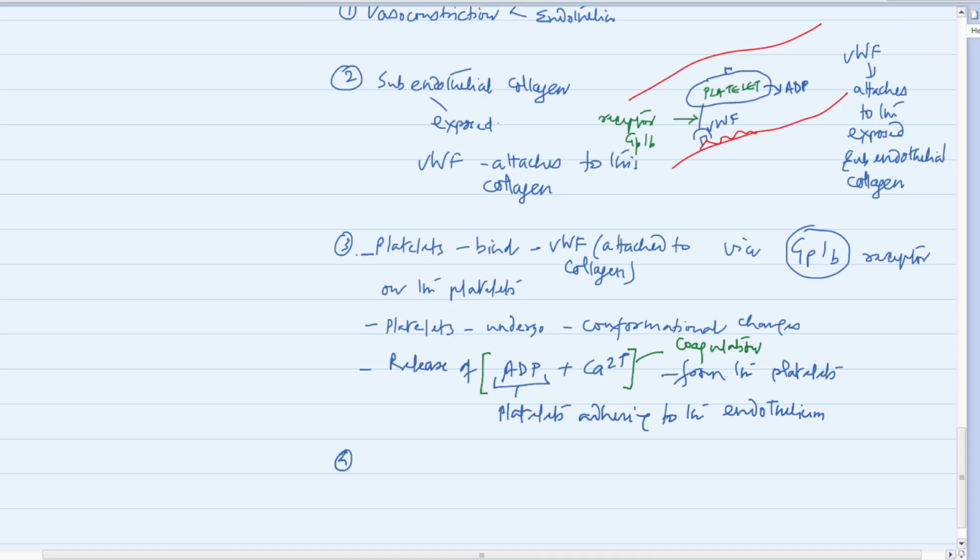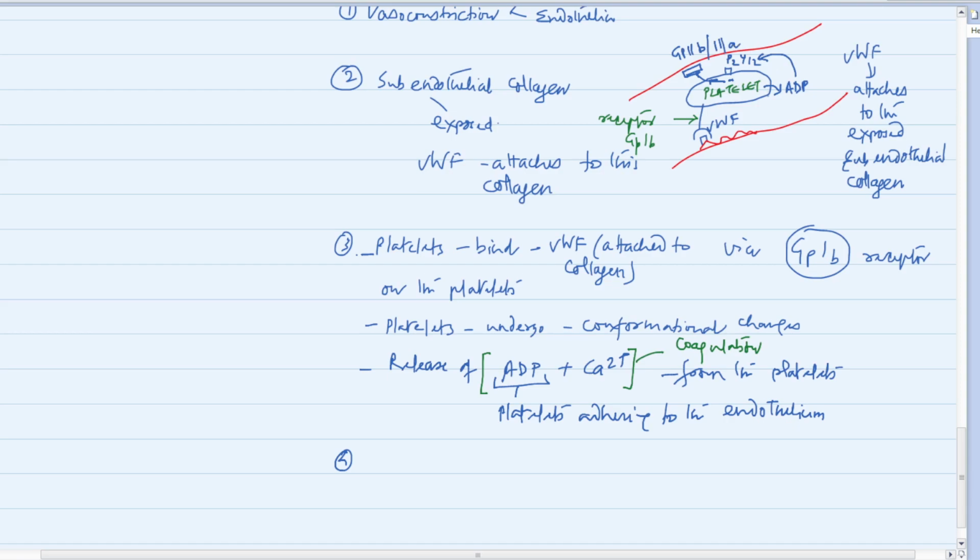So let's imagine that this ADP acts on this platelet. There should be a receptor, and that receptor is a P2Y12 receptor. This released ADP acts on the P2Y12 receptor, and that results in a receptor being expressed on the surface of the platelet. And that receptor is GP2B3A.